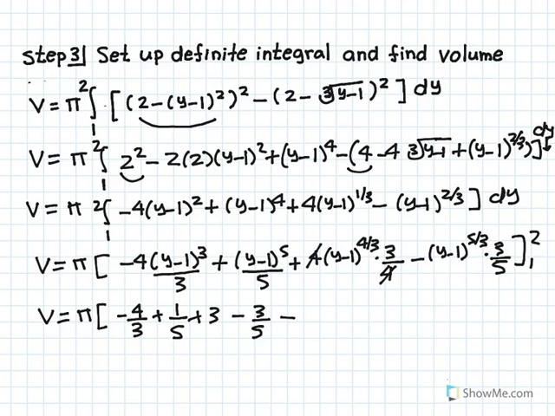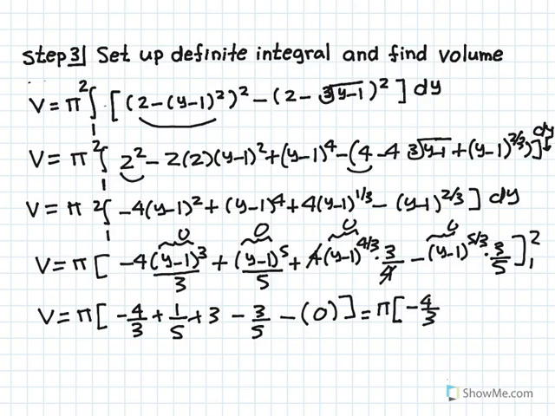Minus. Now, let's put the lower limit in. So the lower limit is y equals 1. Well, plugging y equals 1 is going to give you 0 here, 0 here, 0 here, and 0 here, 0 everywhere. So it's just minus 0. That was easy. So now we have to simplify this. That's going to give us pi times minus 4/3 minus 2 over 5, because we have 1 over 5 minus 3 over 5, plus 3.